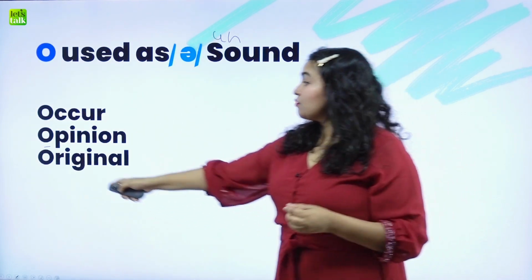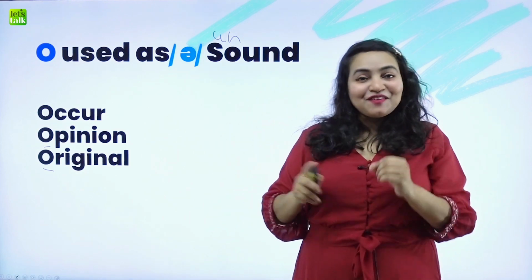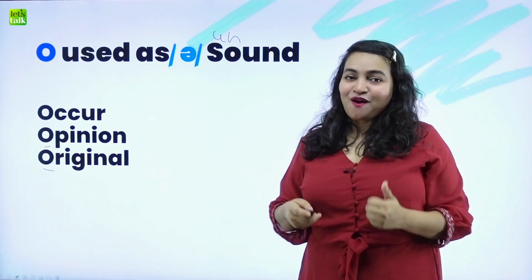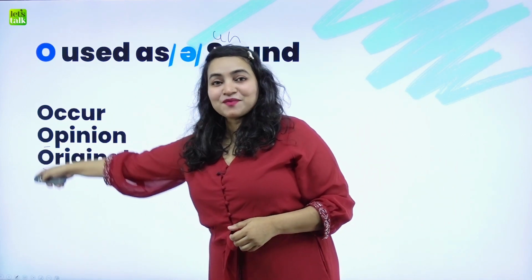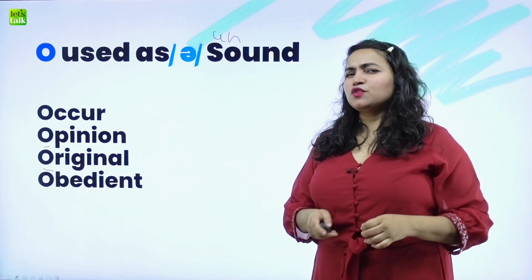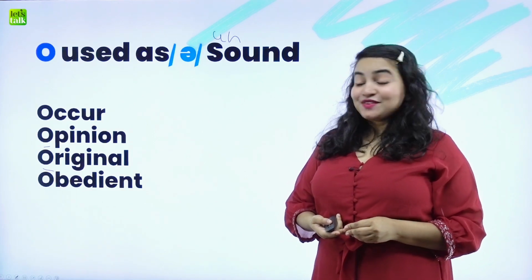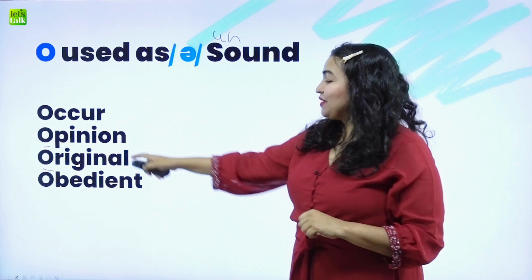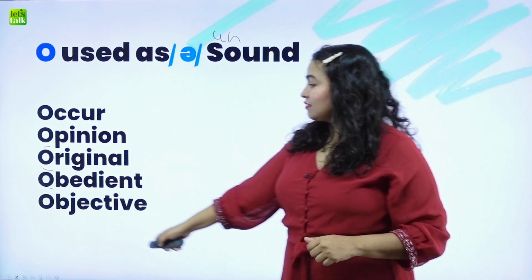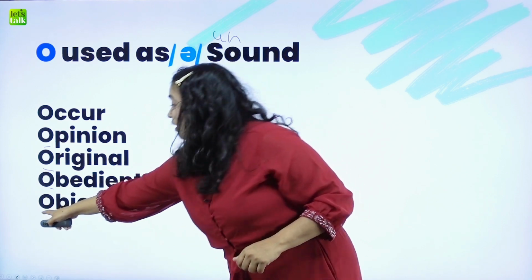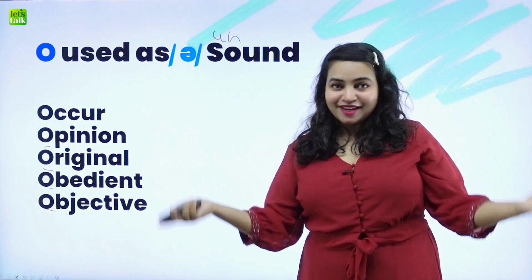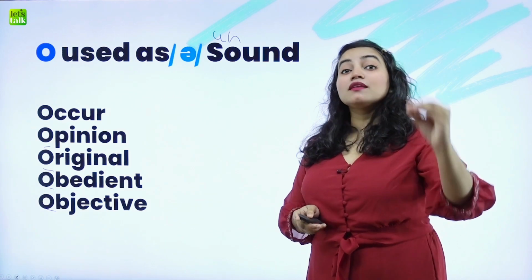Another word, original. I cannot tell you how many people say original or original, which is wrong. It is simply original. Then we have another word, obedient. Do you say that you are obedient? Well, you can't be obedient, but you can definitely be obedient. We have another word, objective. Objective is basically a goal or an aim. A lot of people say objective, which is wrong. You have an objective.